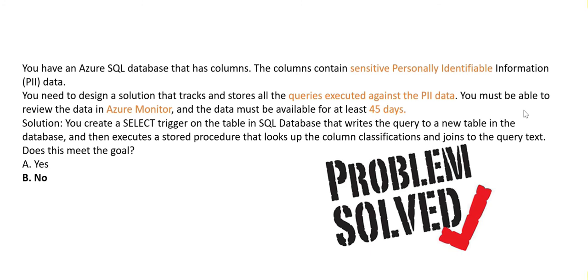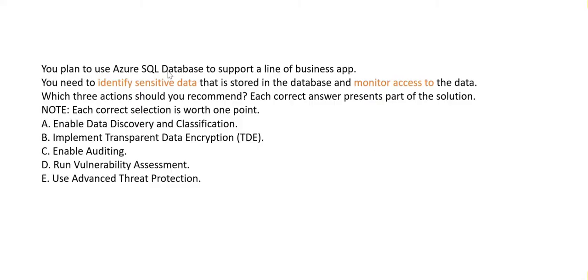Let's see question number 24. It says this: you plan to use Azure SQL database to support a line of business. So this also has sensitive data. You need to identify the sensitive data and monitor access to the data. It's similar to the previous question. So you have to choose three options.